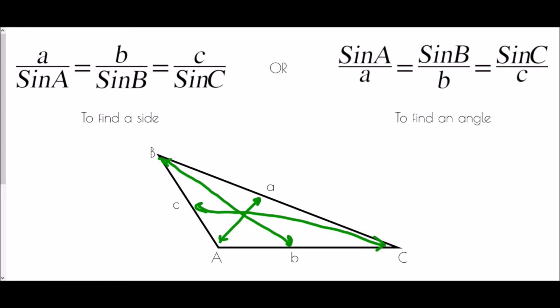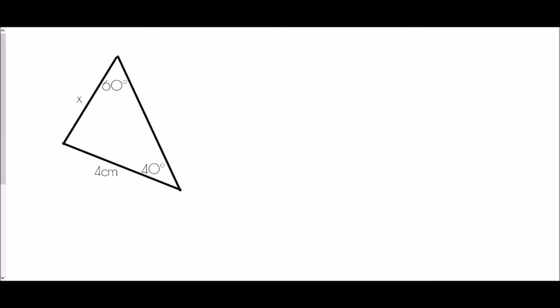So let's have a go at a question. Here is a triangle. We know that one of the angles is 60 degrees, one of the angles is 40 degrees. We have a 4 centimetre side, and then we have another side which we are looking to find.